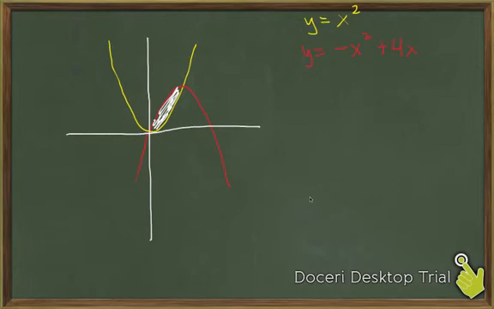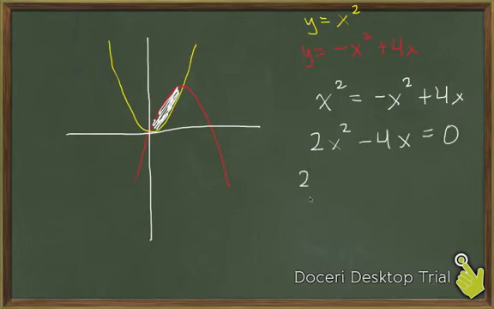So we need to find out where these two curves intersect. They're both solved for y. Set them equal, and solve for x. So I've set them equal. Take that negative x squared to the left and the 4x to the left. You get 2x squared minus 4x equals 0. Factor out a 2x. You have 2x times x minus 2 equals 0. And then now use the zero product property. So 2x equals 0, x minus 2 equals 0.